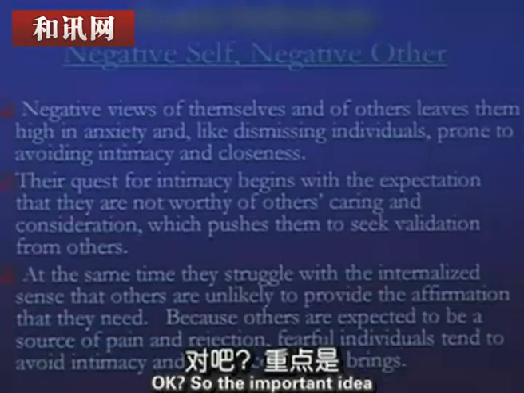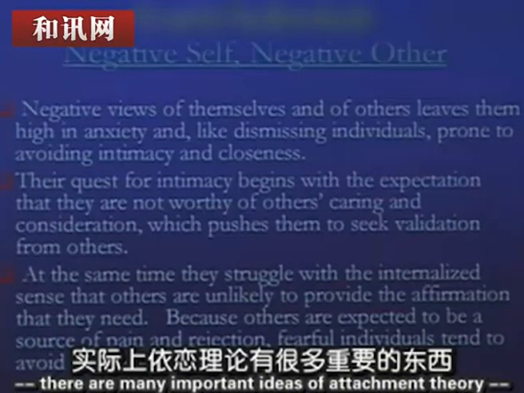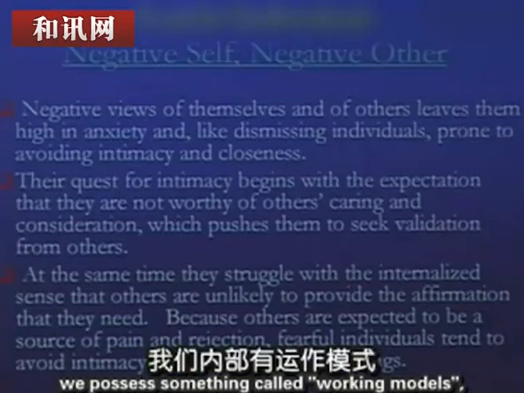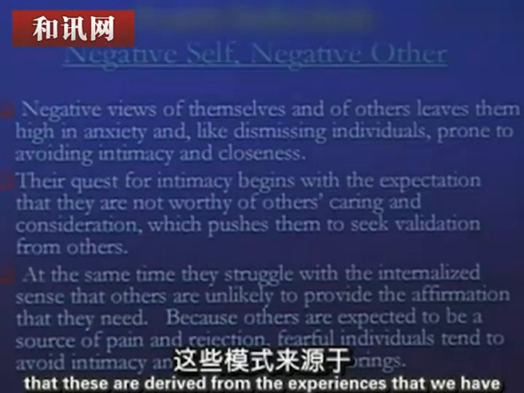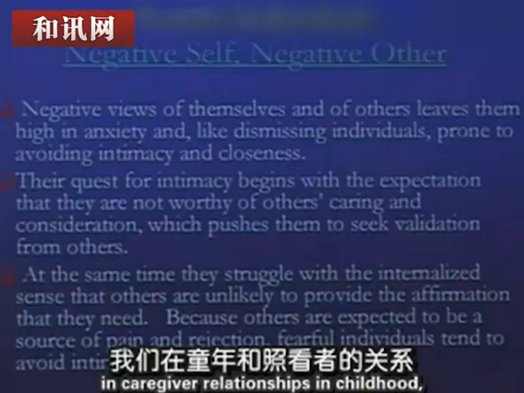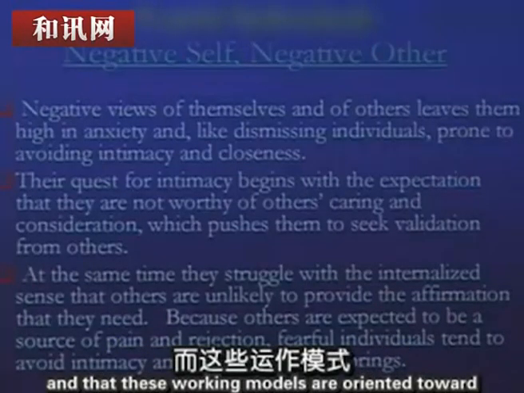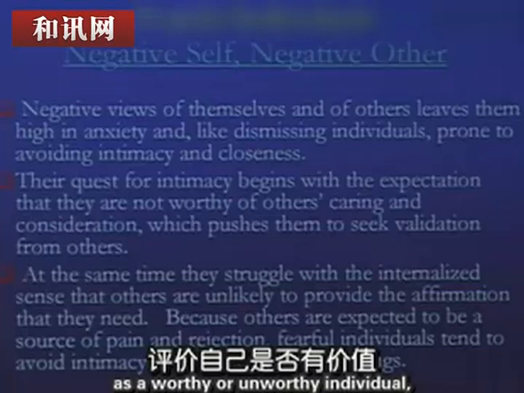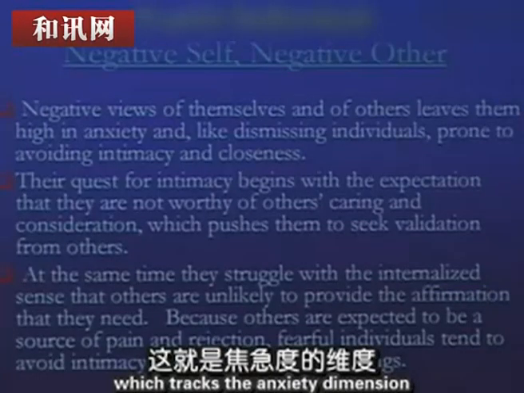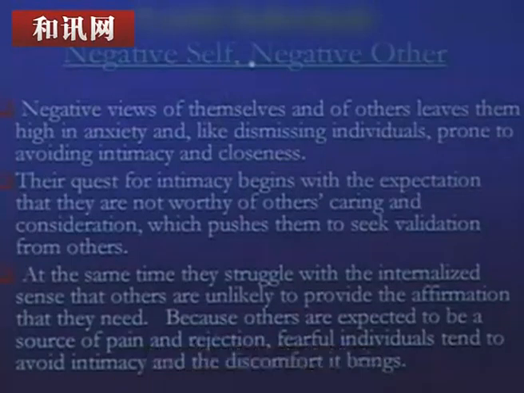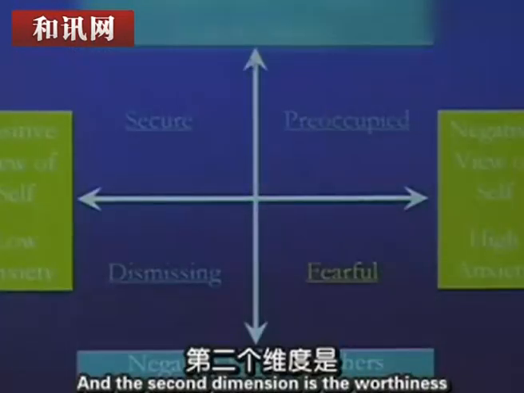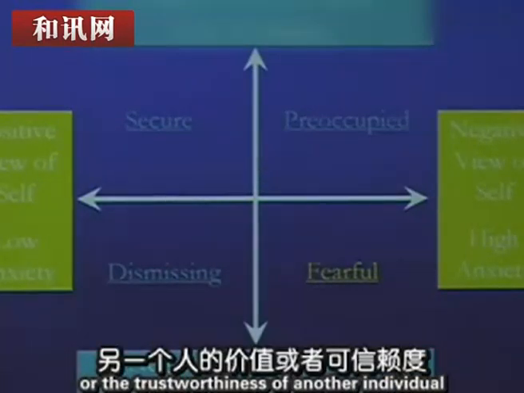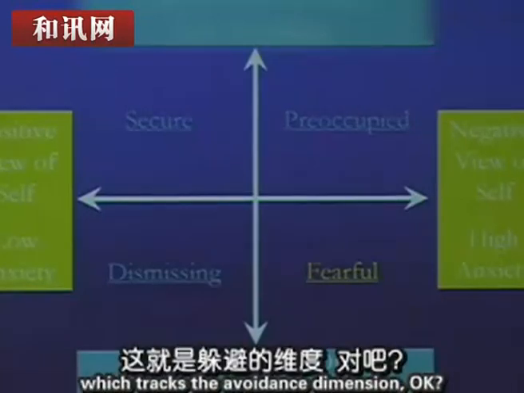Okay? So there are many important ideas of attachment theory, but the important idea is that we possess something called working models, derived from the experiences that we have in caregiver relationships in childhood, and that those working models are oriented toward an evaluation of oneself as a worthy or unworthy individual, which tracks the anxiety dimension I was telling you about earlier. And the second dimension is the worthiness or the trustworthiness of another individual to meet the needs that I have, which tracks the avoidance dimension.